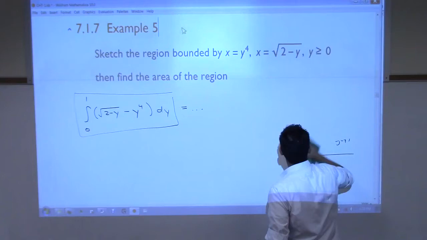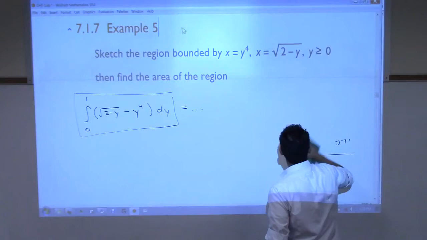Especially if these are functions of y. And they are, right? They're solved for x. So I have my rectangles in here like this. And as I move that rectangle up and down through this region, the right boundary and the left boundary never change.